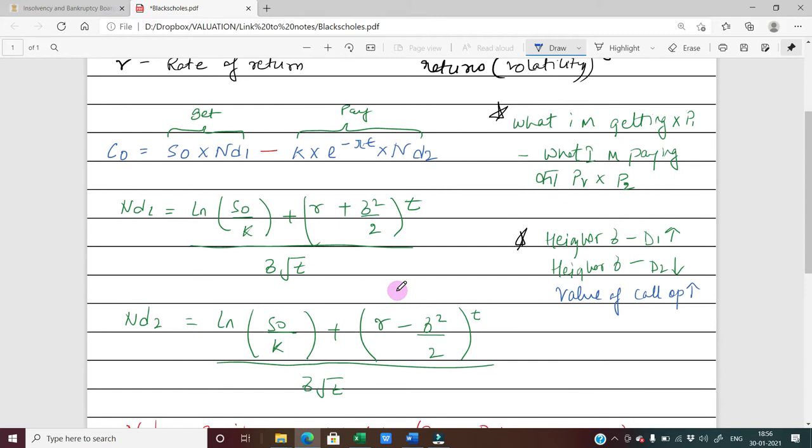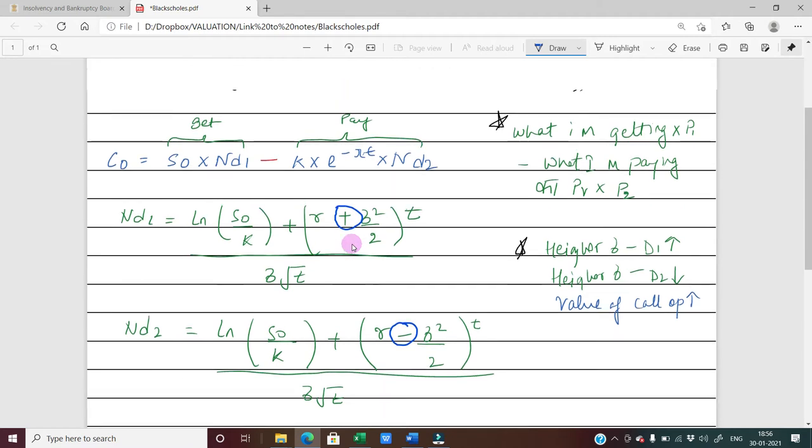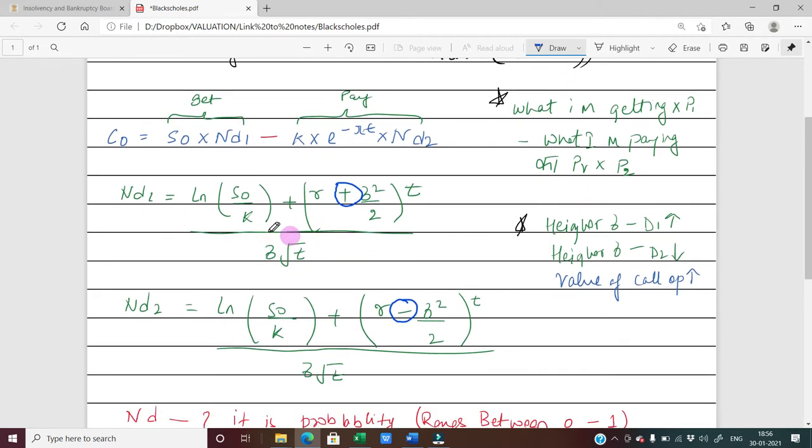The formula for d2 is exactly the same as d1. The only difference is that here it was plus, and in d2 it will be minus. That is the only difference. So if you remember one formula, you can easily solve the entire sum. Just to understand one simple logic about the standard deviation: in the formula of d1, standard deviation is getting added. So the higher the standard deviation, the higher the N(d1), which is getting multiplied by S0. That will increase the value of the stock price S0 component.